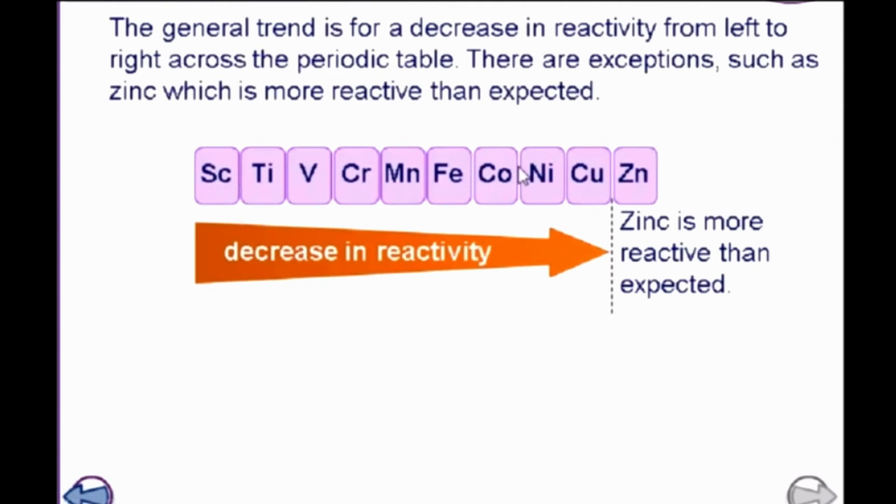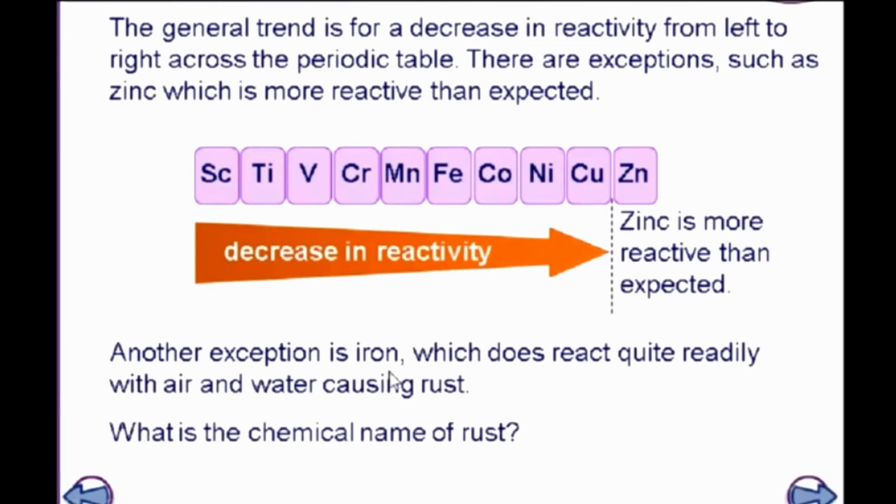That's what we are saying. But zinc is a little different. It's an exception. It is more reactive. So remember that. If I ask you which is more reactive, manganese or iron, what will be your answer? Manganese is more reactive because reactivity decreases as we move from left to right.